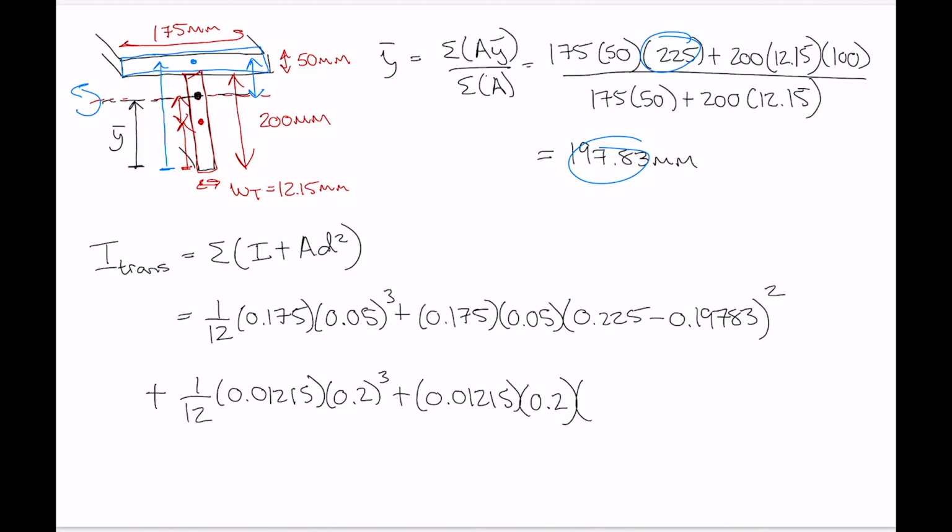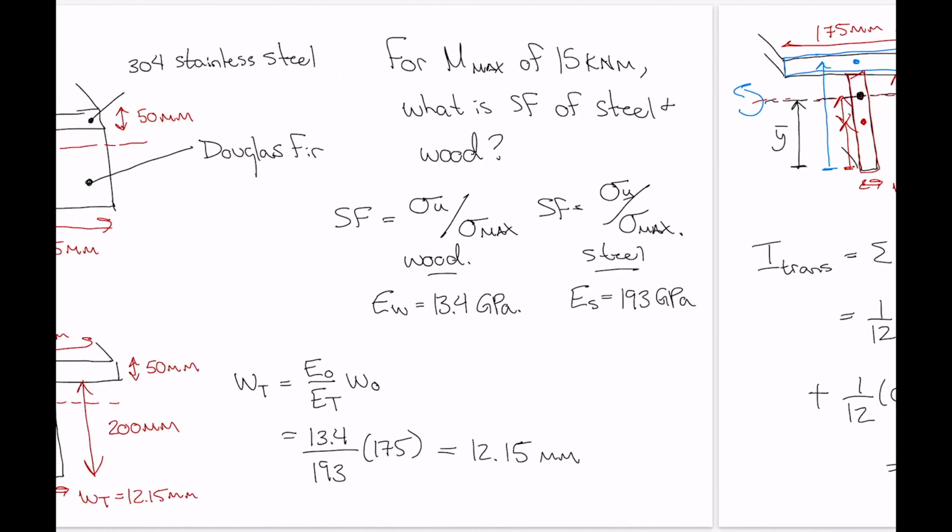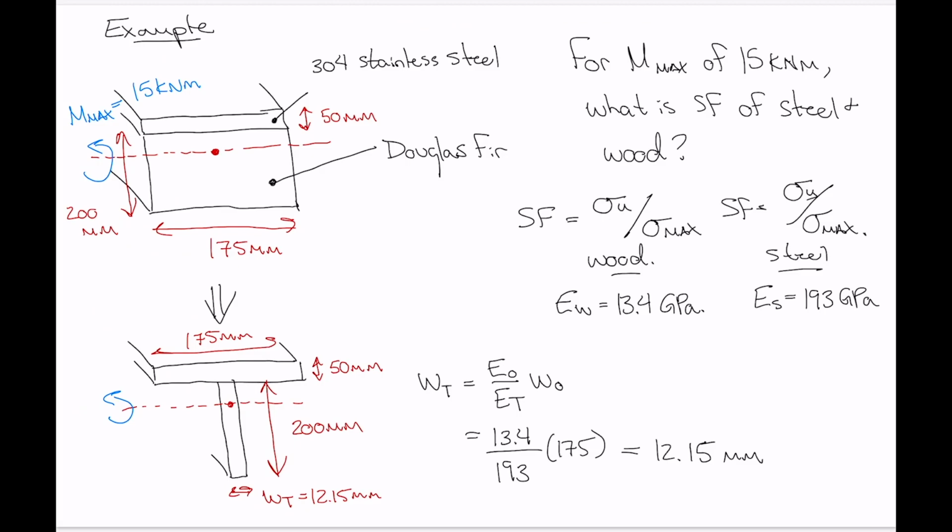So that distance is going to be what? Given by the centroid for the whole cross section, subtract the centroid for that piece. 0.19783, subtract 0.1, don't forget to square it. Okay, so that gives us I for our transformed beam. So that's 3.96 times 10 to the minus 5 units of meters to the 4th power. All right, so now we're in a position where we can start looking at calculating strength, or safety factor.